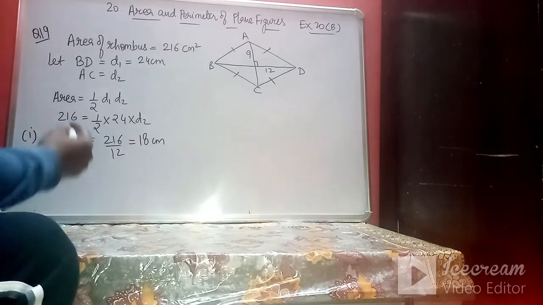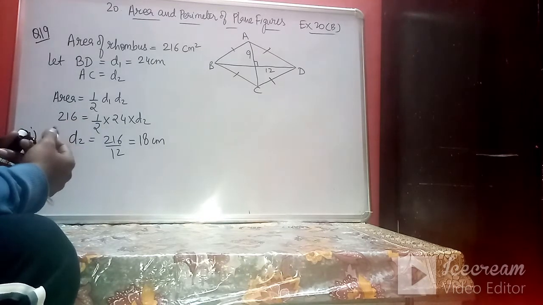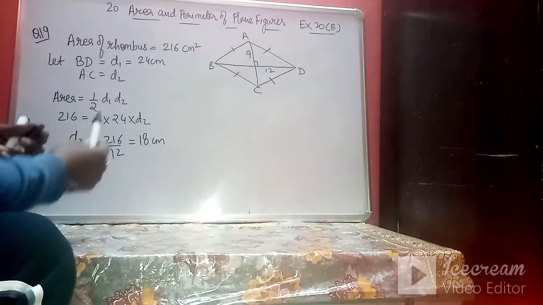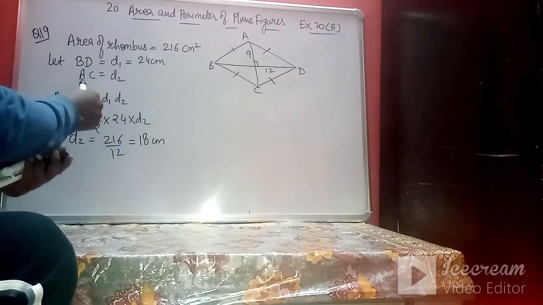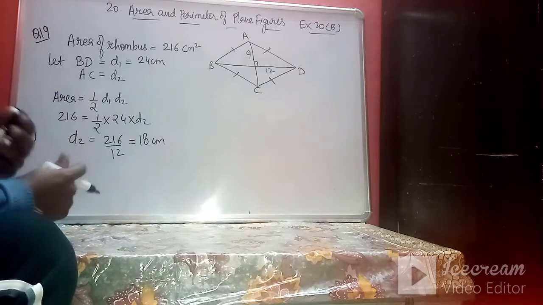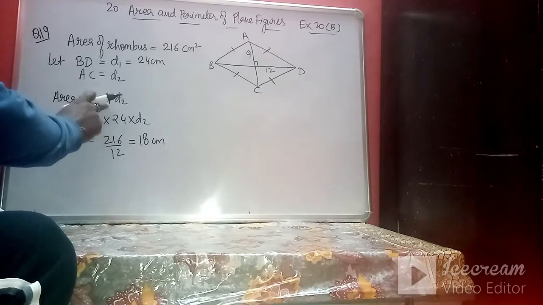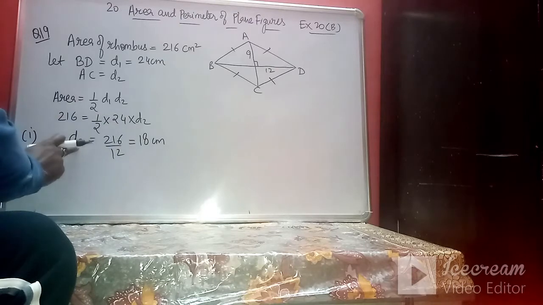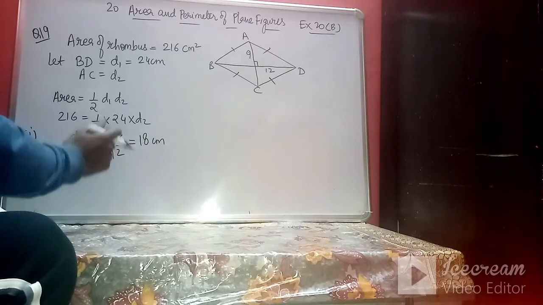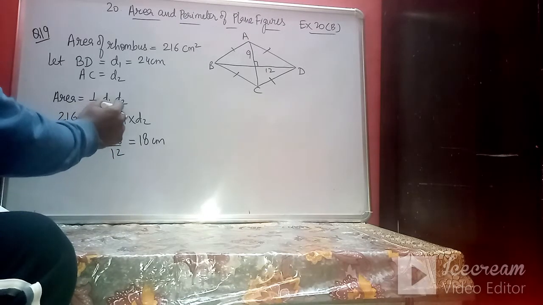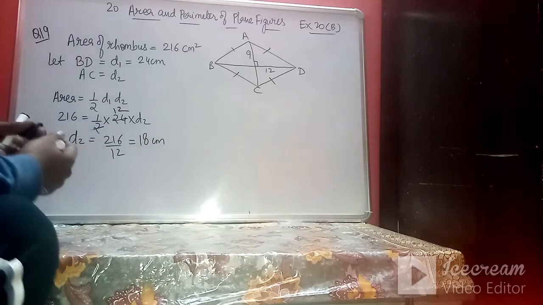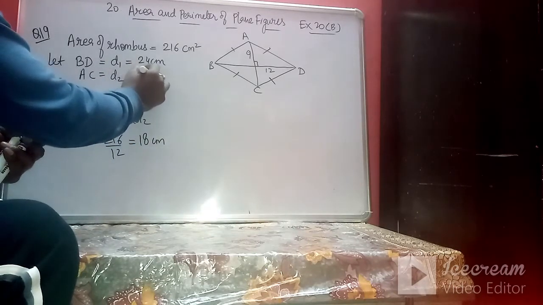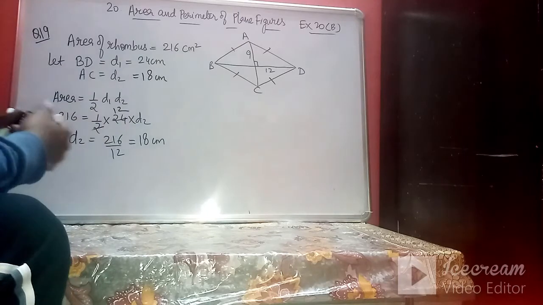So we know that area of rhombus is half d1 into d2. Here I have assumed BD as d1 and AC equal to d2. So we will use the formula half d1 into d2. So from here we will get the value of d2 equal to 216 by 12, that is 18 centimeter. Now we have to find the length of the side.